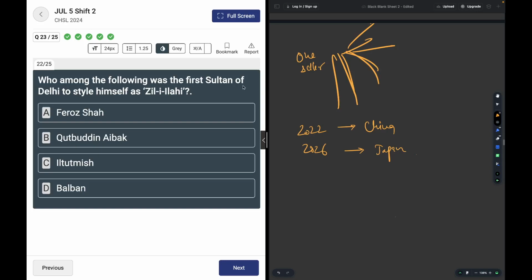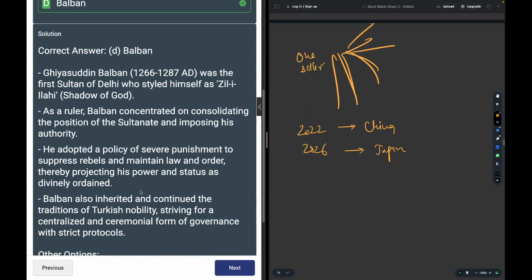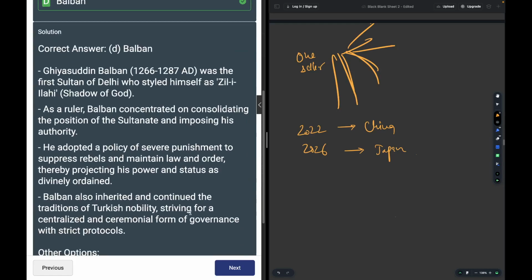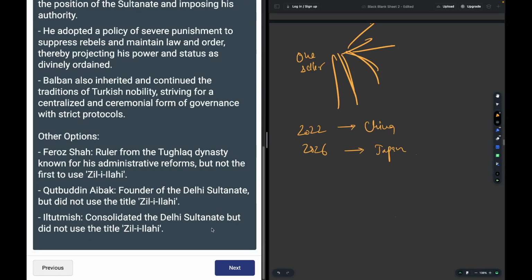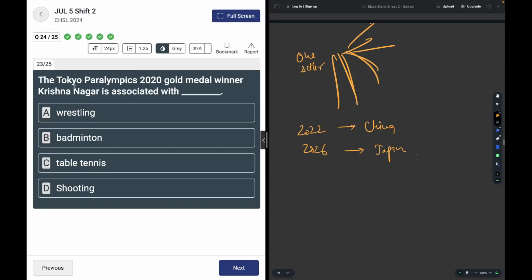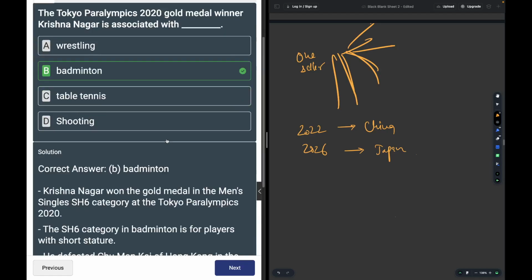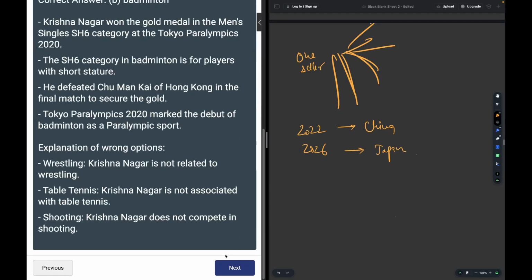Who among the following was the first Sultan of Delhi to style himself as Zille Ilahi? The answer is Balban. You may read about it over here. Zille Ilahi means the shadow of God. The Tokyo Paralympics 2020 gold medal winner Krishna Nagar is associated with? Again, a very factual question. The answer is badminton. You may read about it over here.